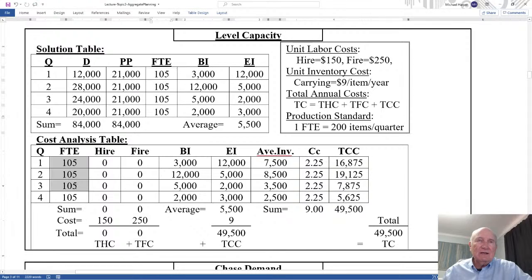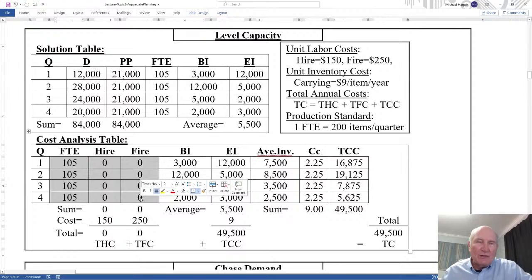Bring these down, and there they are. Now notice I'm hiring and firing no one all year long because it's the same level of FTEs. Well, that's easy. The total hiring and firing is 0. And so my total hiring and firing cost for the year is 0.